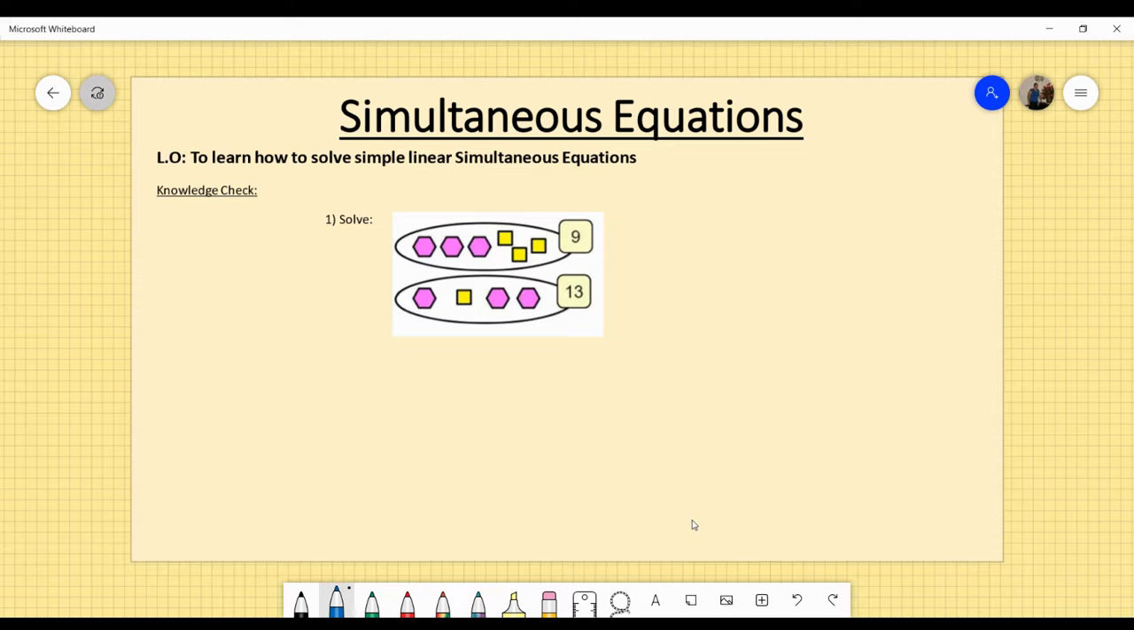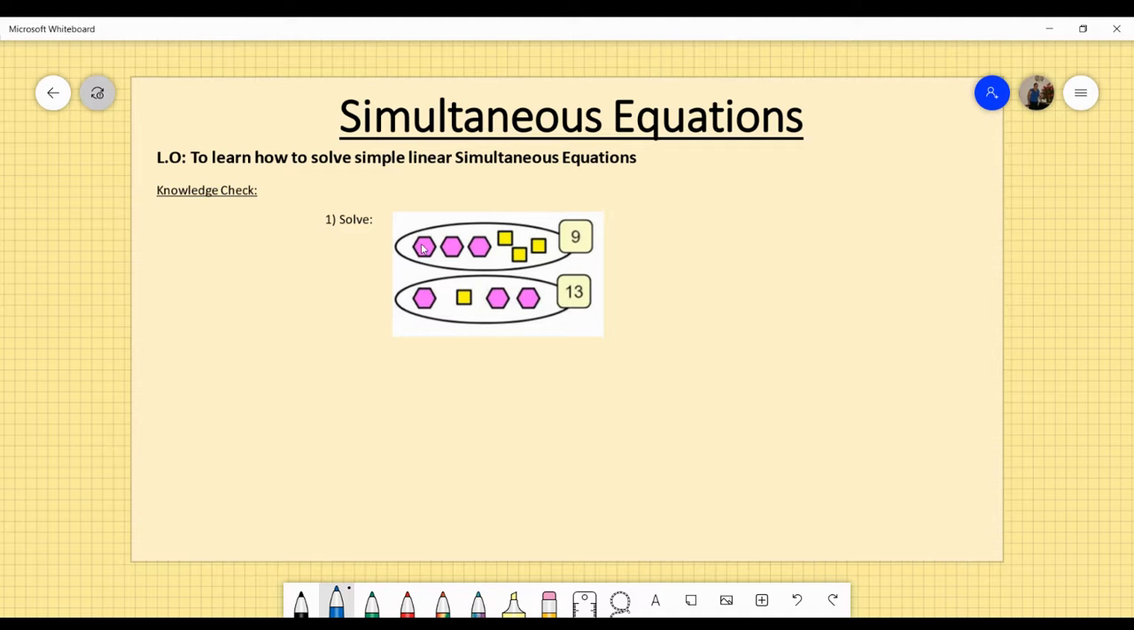variables are. So if we have a look at the diagram here, you can hopefully see that I've got 3 hexagons and 3 squares, and they're equivalent to 9. And then on the bottom one, I've got 3 hexagons and 1 square, and that's equivalent to 13. So you could try and work out what each of the shapes are worth just from looking at the diagram, but I'm also going to show you how you can set that up algebraically.